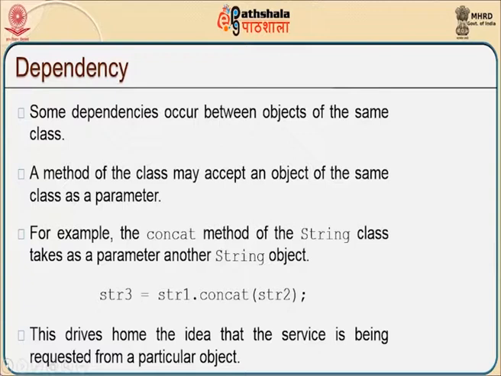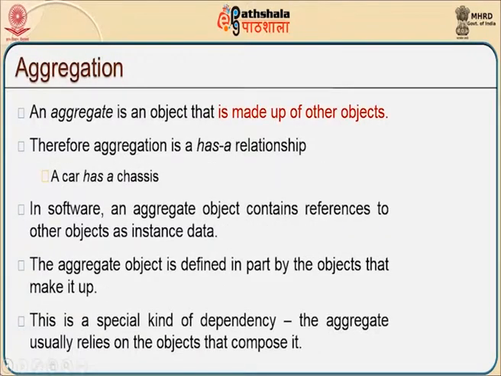Some dependencies occur between objects of the same class. A method of a class may accept an object of the same class as a parameter. For example, the concat method of the String class takes another string object as a parameter: string3 = string1.concat(string2). This means we are creating three different strings in one particular line. This drives home the idea that a service is being requested from a particular object. That is more about a dependency, which has been described as uses.